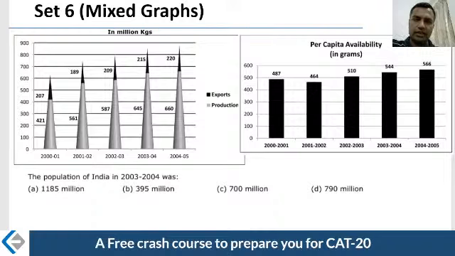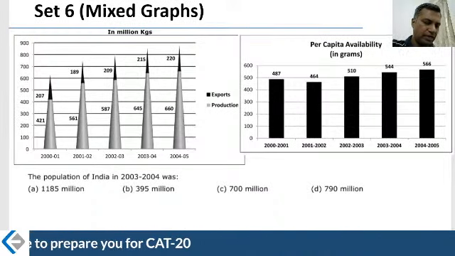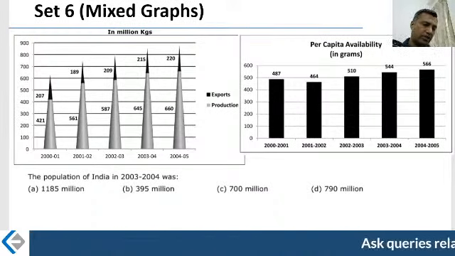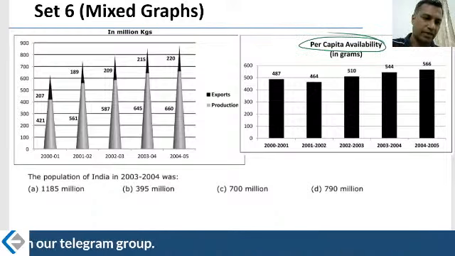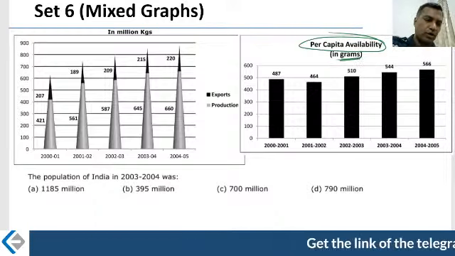Okay, let's take a look. All right, let's do this. The population of India in 2003-4 is how much? Now, how am I getting this? Per capita availability is known to me. Here, per capita, I already introduced this word. What is per capita? Per person availability. In what? In grams.